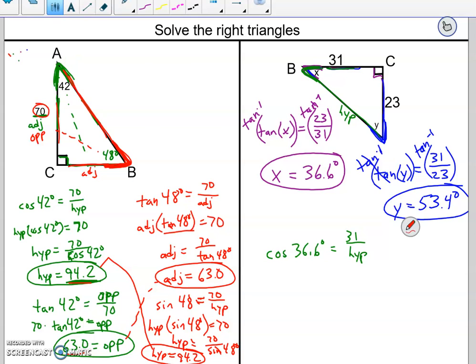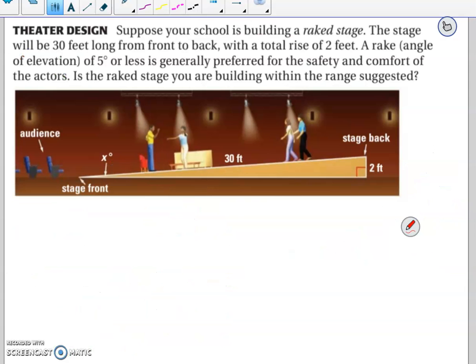I'm not going to complete that. You can if you want, but I'm going to show you another way that you could set it up. You could take a look at this angle now that you know it and try to compare, let's say, the opposite side over here to the hypotenuse. Opposite and hypotenuse are sine. So I could say that the sine of angle y, which we just found out to be 53.4 degrees, is the opposite, 31, over the hypotenuse. And there's a couple other variations that you could do. So you've got different options to work with once you know how to make use of all these trig ratios.